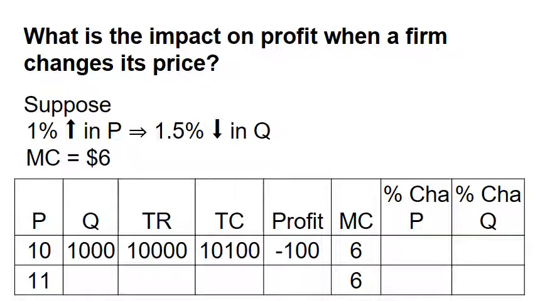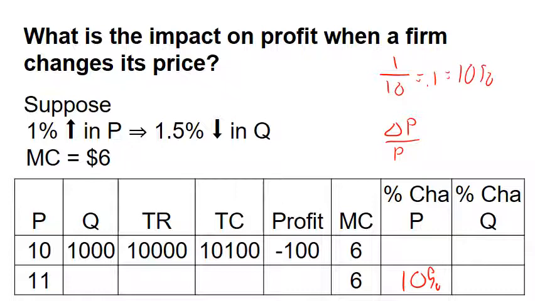Suppose that we have learned that a 1% increase in price leads to a 1.5% decrease in quantity. If we use $10 as a base, that means the percentage change in price is 10%. Percentage change in price is the change in price over price. So price went from 10 to 11. That's an increase. Price went up by 1. The base was 10. That equals 0.1, which is the same as 10%.